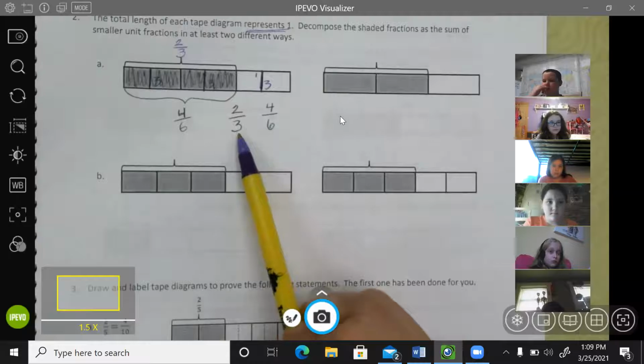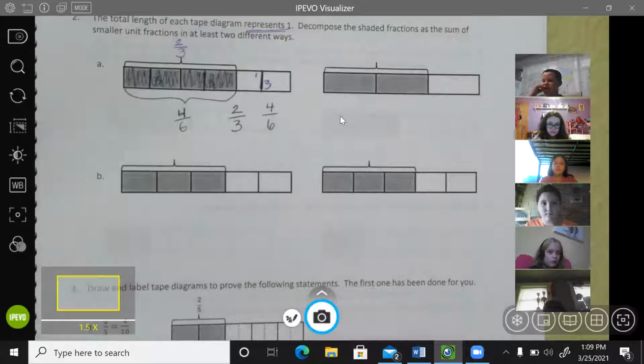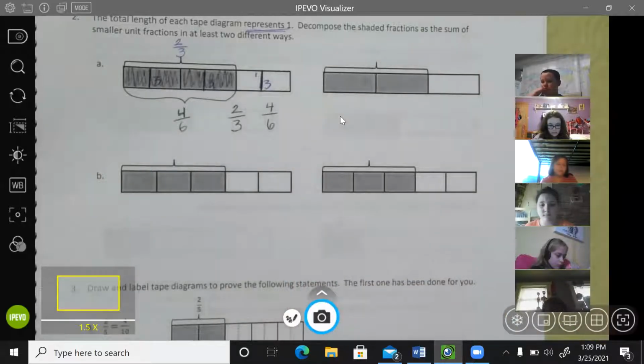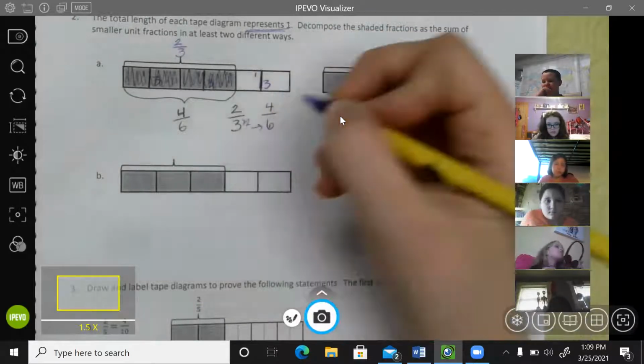So now I'm going to think, does 3 times anything give me 6? Briley with a B. Does 3 times anything give me 6, Briley? 3 times 2. So 3 times 2 equals 6.